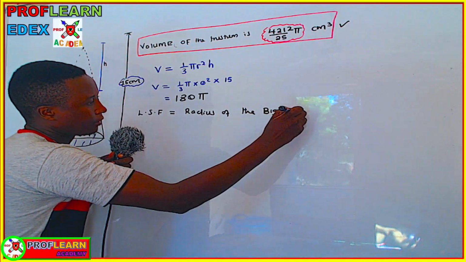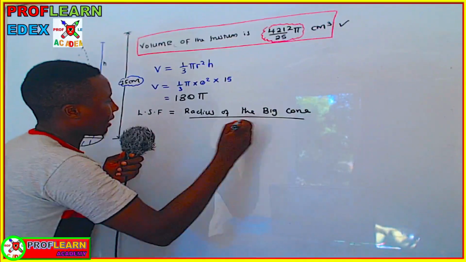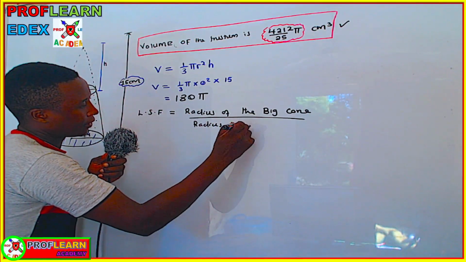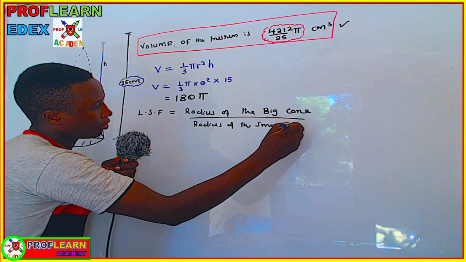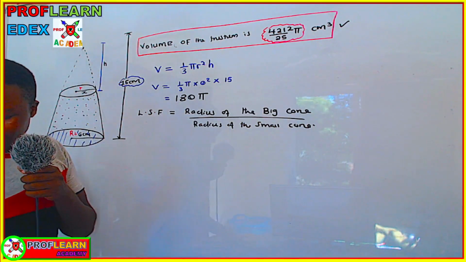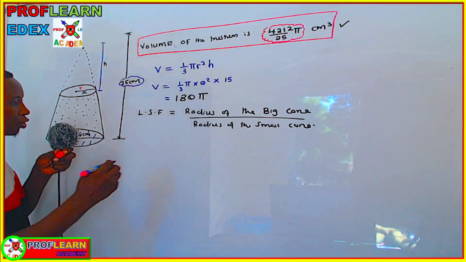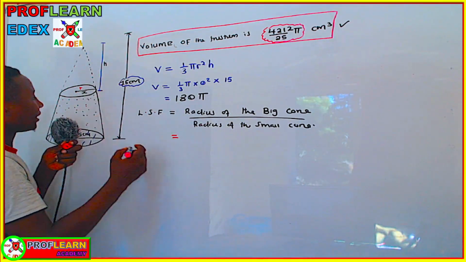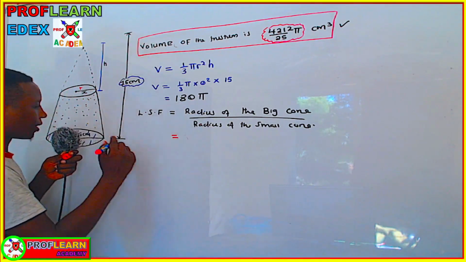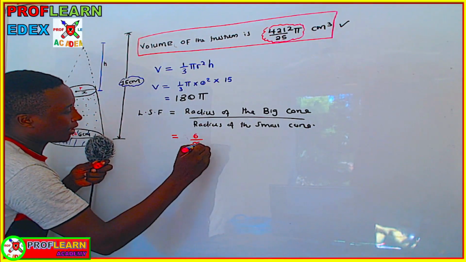big cone divided by the radius of the small cone. I'm going to use similarity and enlargement in order to work this out. So our linear scale factor is going to be the radius of the big cone, which is 6, over x.